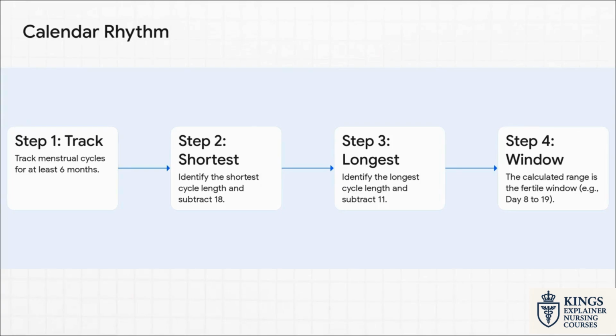So first up is the calendar rhythm method. This one is all about math, and you're going to have to teach your patient how to do this exact calculation. So first, they have to track their cycles for at least 6 months. Then they take their shortest cycle and subtract 18. Then they take their longest cycle and subtract 11. See that window between those 2 numbers? That's the fertile window. That's when they have to either abstain or use a backup method.